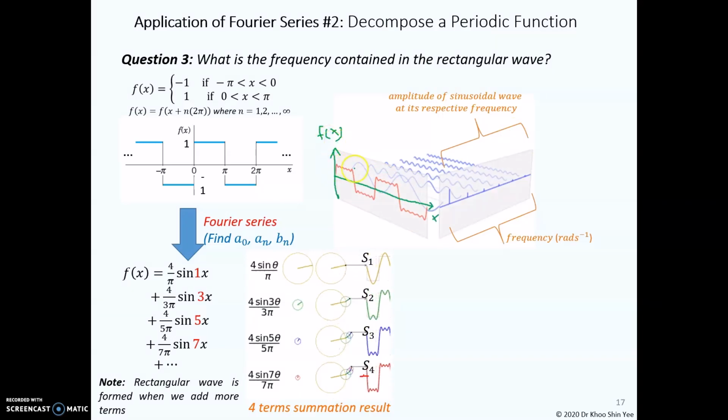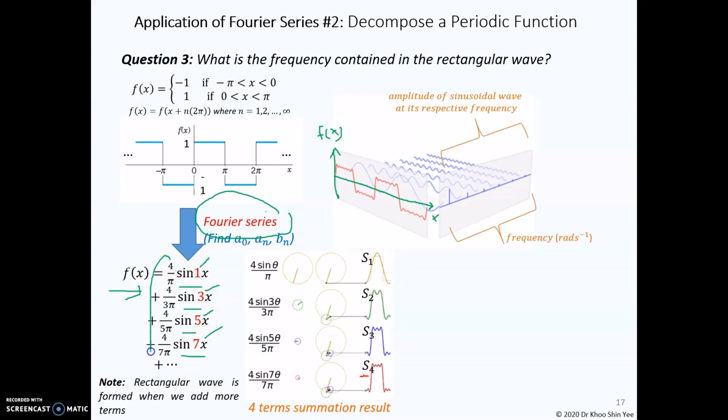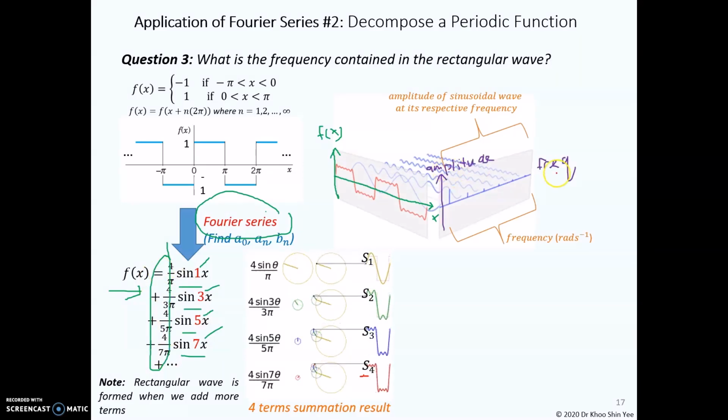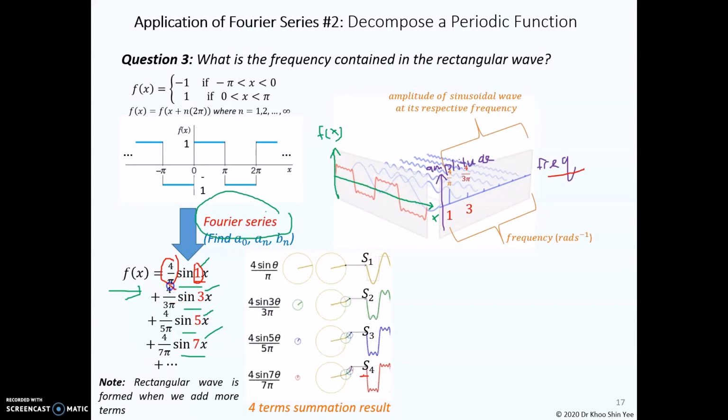Initially, you have a rectangular wave for f(x) versus x. After you perform the Fourier series, you obtain the result in multiple sinusoidal waves with corresponding frequency and amplitude. So if you plot the amplitude versus the frequency graph here, you will see for the first term, you have the amplitude 4 over pi and the omega 1 radian per second.